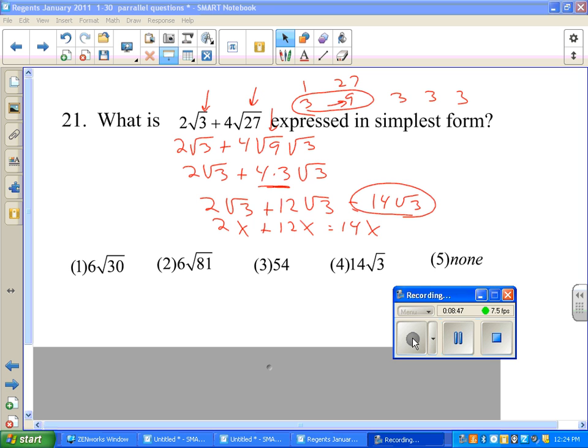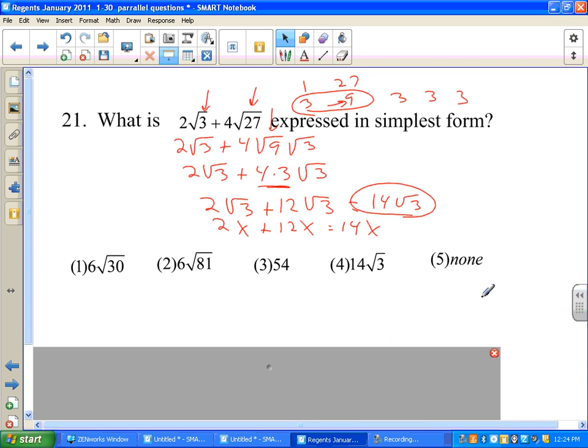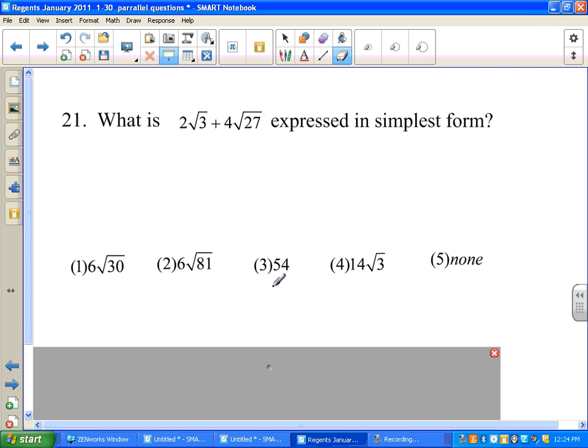So the important thing to remember when we're dealing with radicals is that if we're going to add them together, I'm going to erase this in a second, right now. If you wanted to hit pause. Okay. When we're adding radicals or subtracting radicals, we have to have the same number underneath the square root.